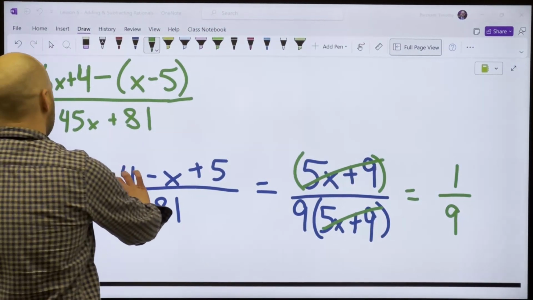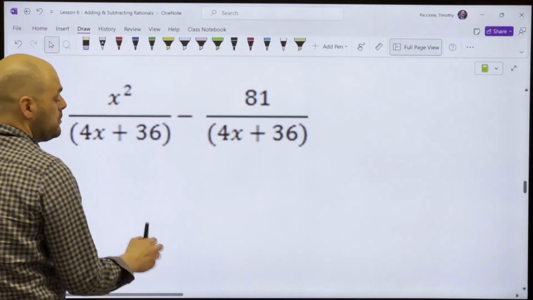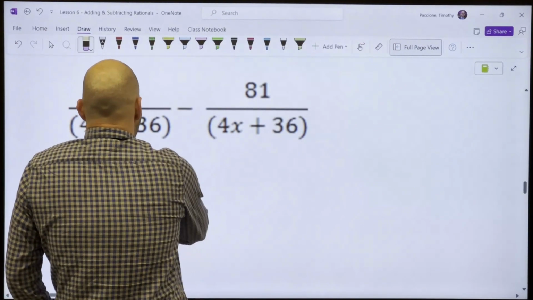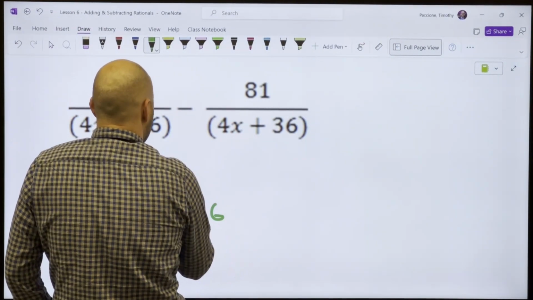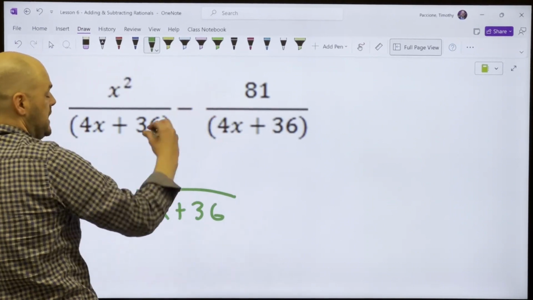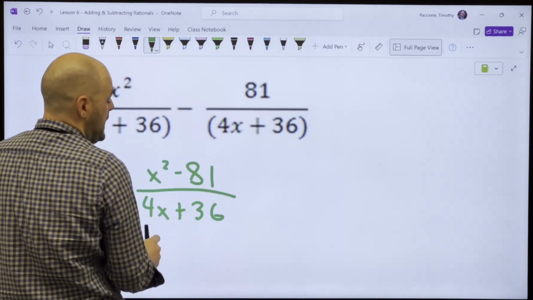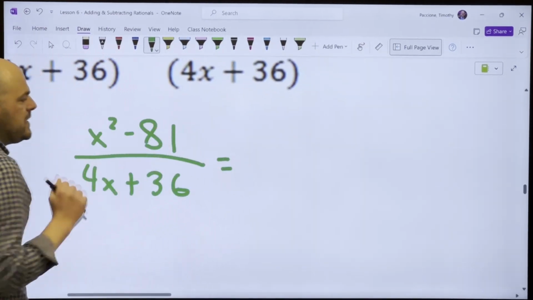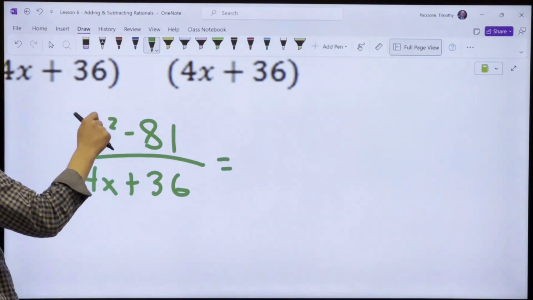All right, let's go over these. All right, here we go. Now, common denominator? Okay, so I'm going to keep the bottom, 4x plus 36, and on the top, I just do this minus this, right? There's no group here, so I don't need parentheses. Now, you got to remember all the tools in our bag, right? What's on the top? Perfect square, difference of perfect squares.